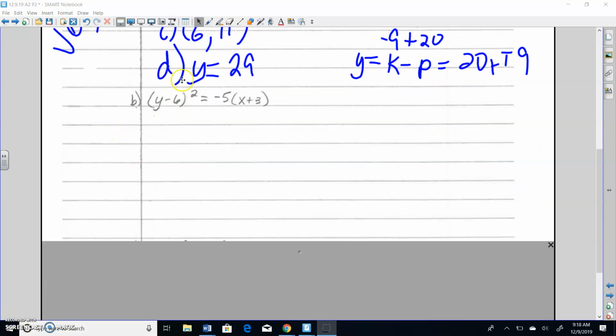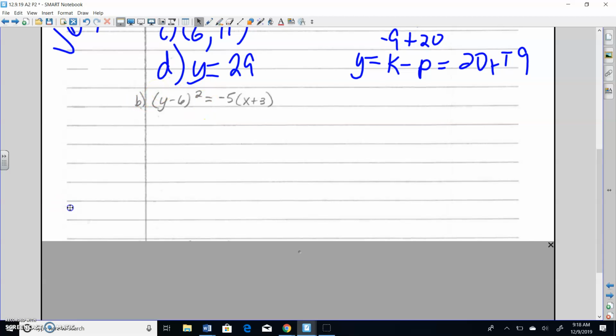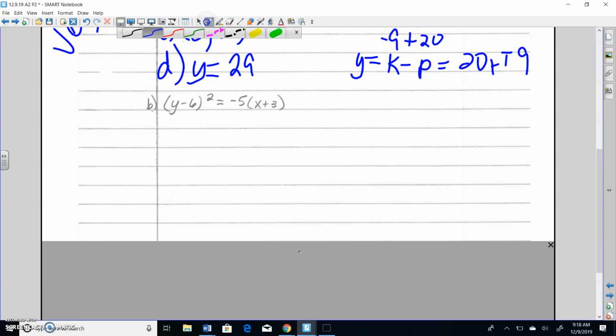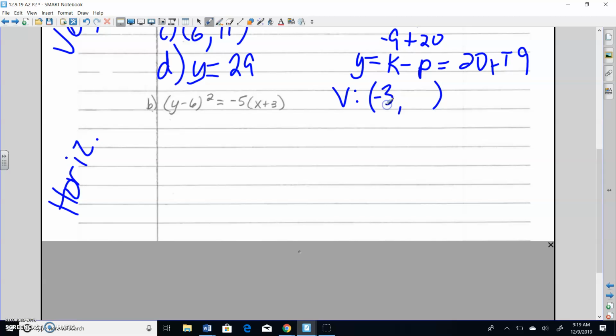Okay, so the first thing I want to note is that this is a horizontal because the y is being squared. So I'm just going to put horizontal out there. And now I'm going to identify my vertex because that's going to give me h and k. So it would be negative 3 because I do the x first, and then 6. So h, k.